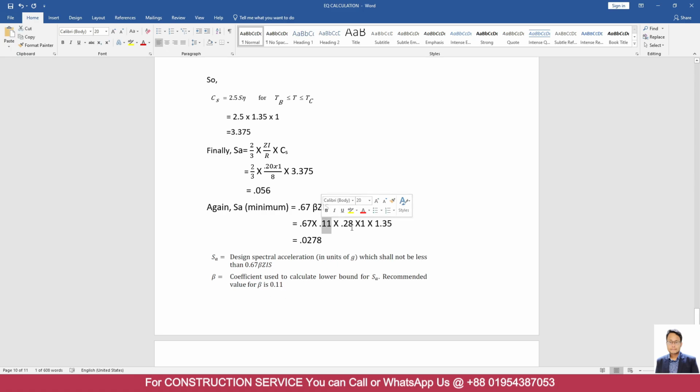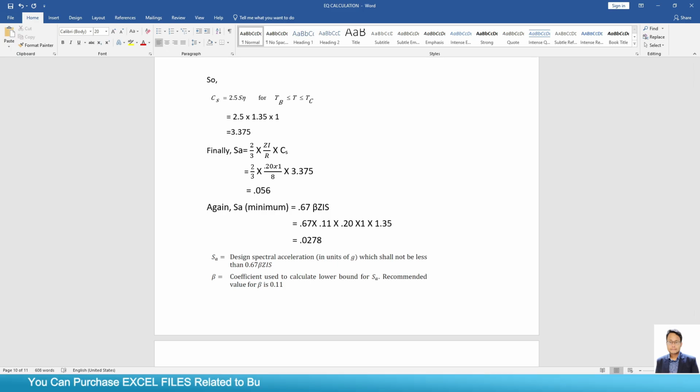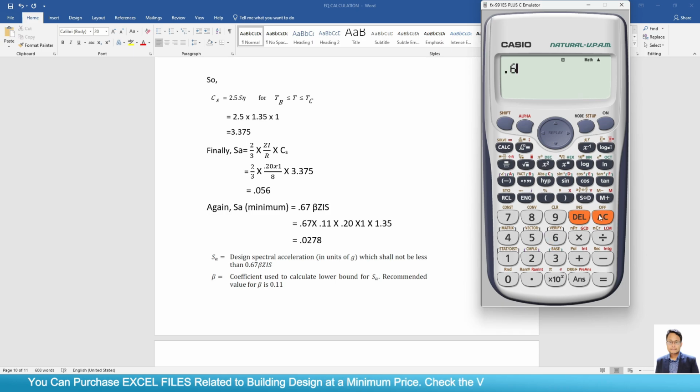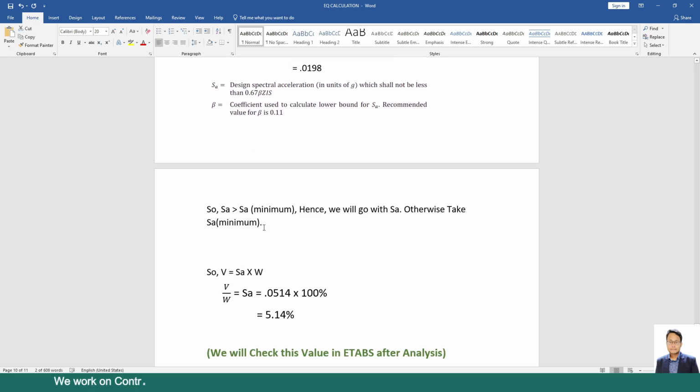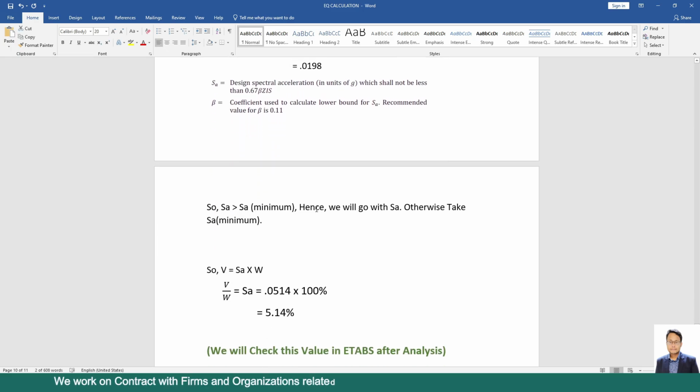We have written this. The value for Z will be 0.20, I value 1, S value 1.35. So we can calculate SA minimum as 0.67 multiplied by 0.11 multiplied by 0.20 multiply with 1.35. We are getting 0.0198. That means higher value is 0.056. So SA greater than SA minimum, hence we will go with SA. Otherwise we could take SA minimum.